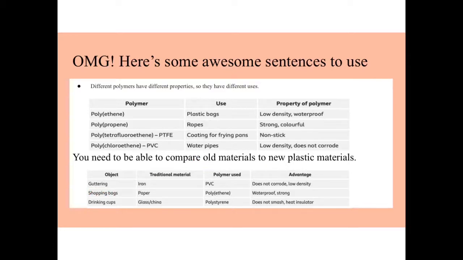I know there's a lot of problems associated with plastics, and we'll go through them in a minute, but we used to use iron in our guttering. We now use PVC because it doesn't corrode and it's a lower density, it's lighter, it's easy to put up. We used to use paper in shopping bags. We now use polyethene because it's waterproof and strong. Drinking cups, we used to use glass or china. We can now use polystyrene. We don't use it as much, but it is a use because it doesn't smash and it can insulate. Polystyrene is a really good heat insulator.